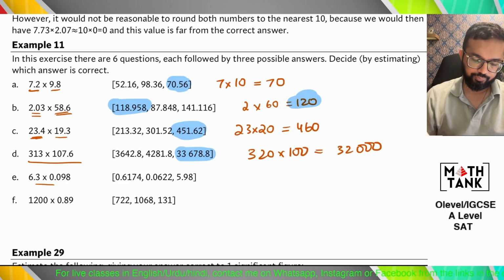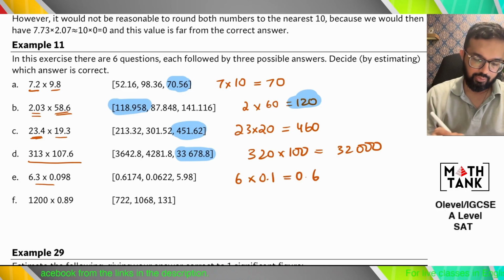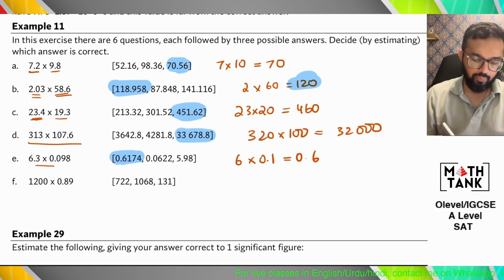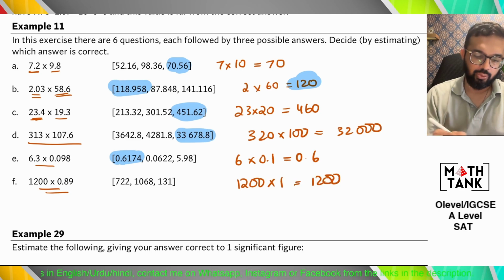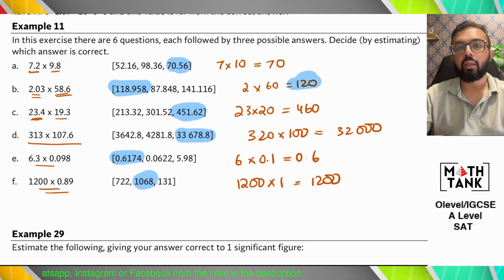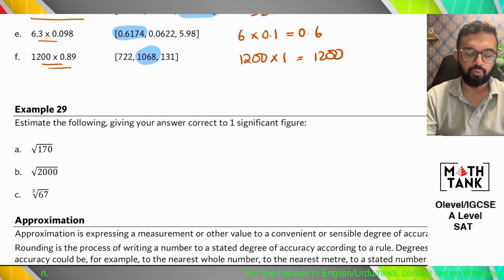Okay, that should round off to 0.1. So that's 6 into 0.1. The answer should be approximately 0.6. That should be the answer. Okay, 1200 into 1 will be 1200. Closest answer is 1068. Okay, that's just a small exercise to tell you what estimation is really about. You're just rounding numbers to come closest to the number that could give you an answer option.